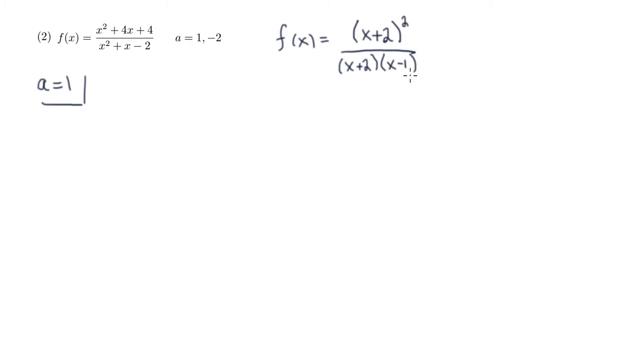Okay, so now for a equals 1, let's take the limit as x approaches 1, starting from the right, of x plus 2 squared over x plus 2 times x minus 1. Now we can start by using the limit laws. These factors of x plus 2 are all approaching 3. So in the numerator, as x goes to 1 from the right, this factor that's being squared is approaching 3.